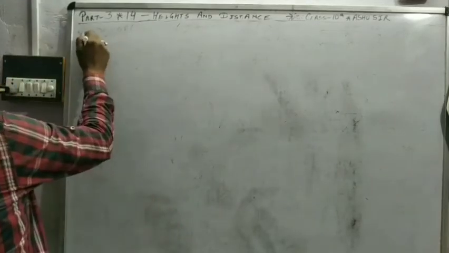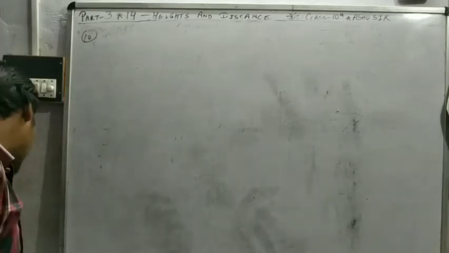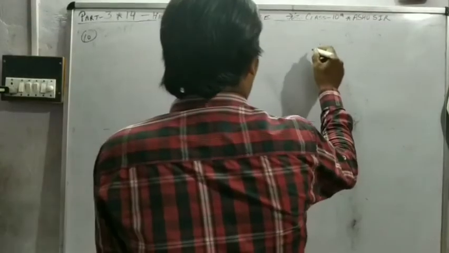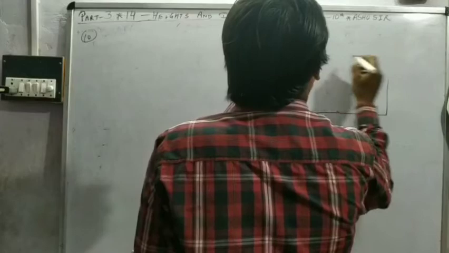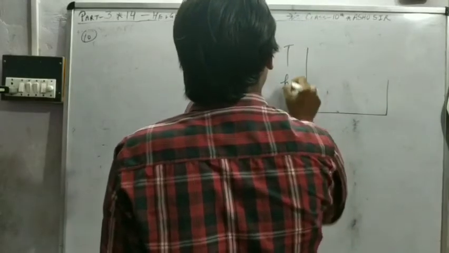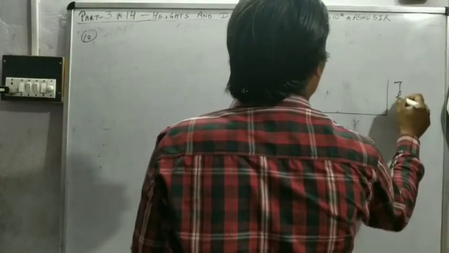Take the next question, question number 10. If two towers of height h1 and h2 subtend angles of 60 degrees and 30 degrees respectively at the midpoint of the line joining their feet, find the ratio of the heights h1 and h2. Means one tower has height h1, another is h2.